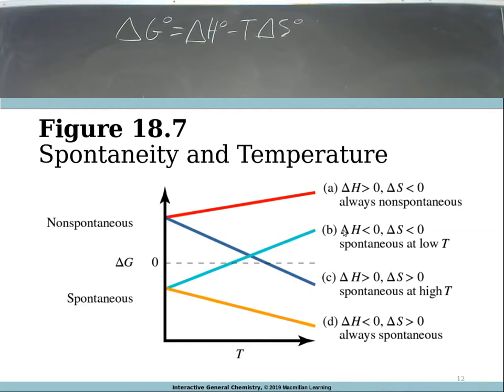And then finally this lighter blue curve, this is an exothermic reaction but it has a delta S of less than 0. And so as the temperature increases, that delta S term, which is positive overall, is going to grow larger and larger and larger because it's multiplied by that increasing temperature. And eventually it will cross over. There will be some threshold above which the reaction becomes non-spontaneous.